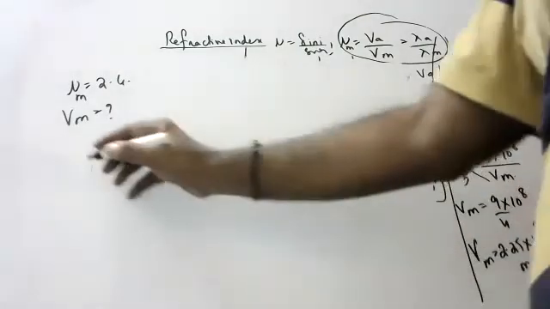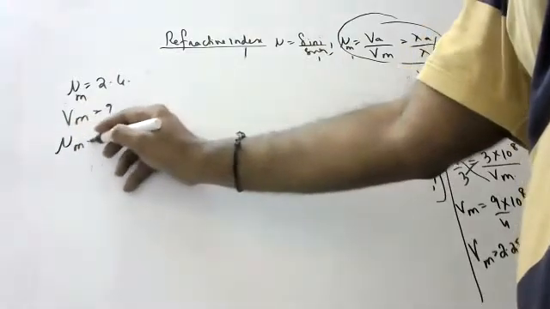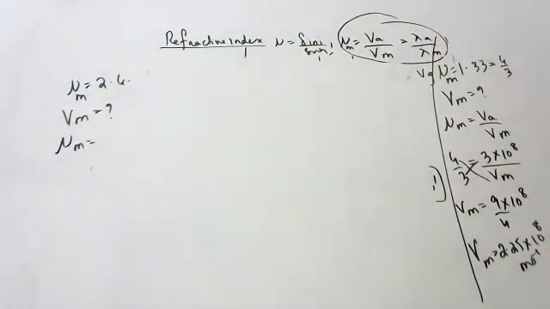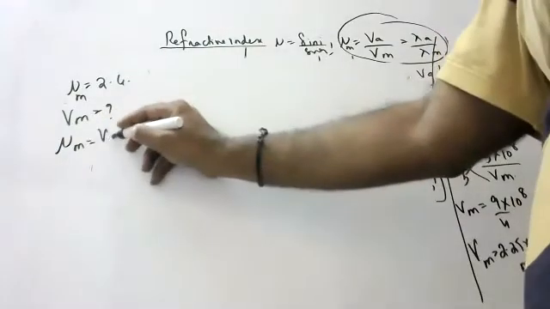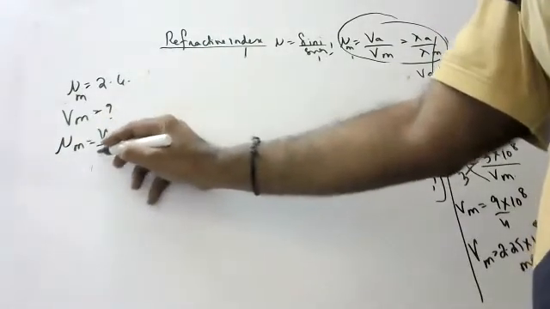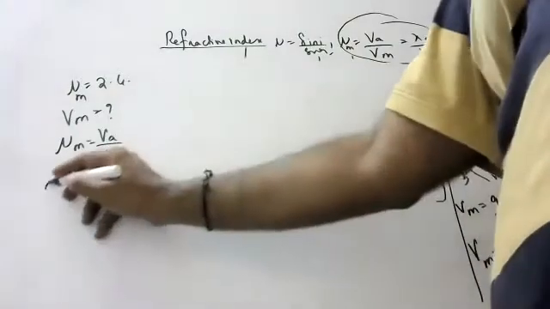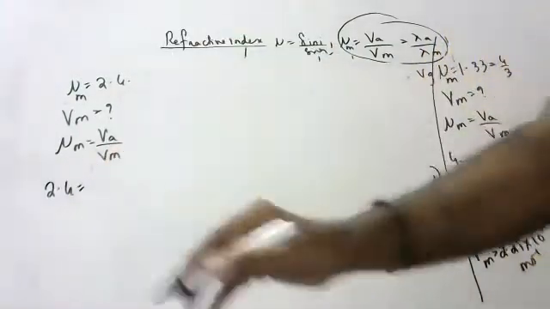Sir, it will be VA by VM. Velocity of light in air by velocity of light in? Say. Asking you people to raise. Okay, don't touch it. I will not.